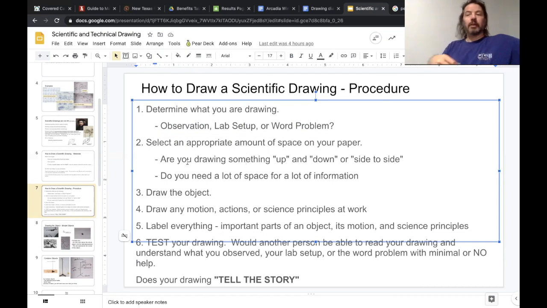As we get more into this, you'll start to figure out, oh, I only need a third of the page. Or, ooh, that's a hard one, I need a whole page, I'm just going to go ahead and do it. Okay? So those are the two main things to think about. Otherwise, determine what you're drawing, select the amount of space you need, draw the object, draw any physics, label everything. When in doubt, label, and then does it tell the story?